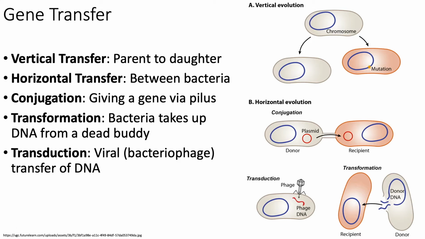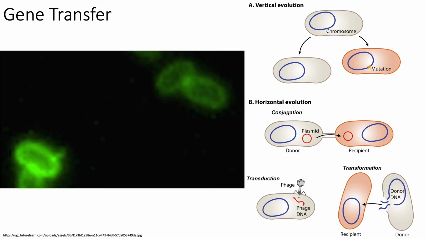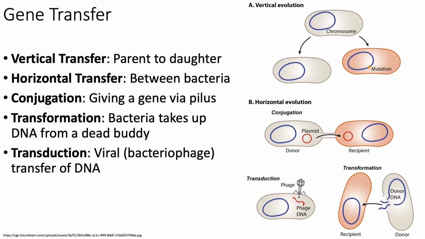And so conjugation would be the example of a sex pilus or pili. Multiple ones would be called pili. And that's what we've talked about before, where conjugation is when two bacteria connect to each other via a pilus, and then they can transfer usually a small piece of genetic information in the form of a plasmid, which is a really small circular piece of DNA that only has maybe a couple genes on it. But that's how they could transfer antibiotic resistance between two living bacteria.